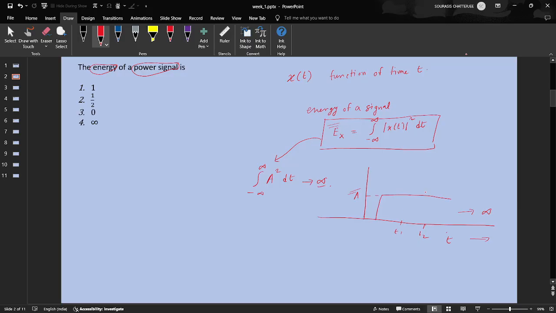So by the way, I would like to tell here, when the energy of a signal is infinity, that is not an energy signal. Maybe we can come to the concept of energy signal later, but this is what we have when we say energy of a signal. Now it is asking for the energy of a particular kind of signal, what they are calling a power signal.